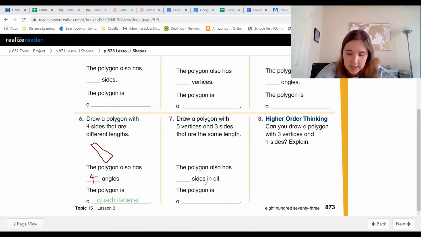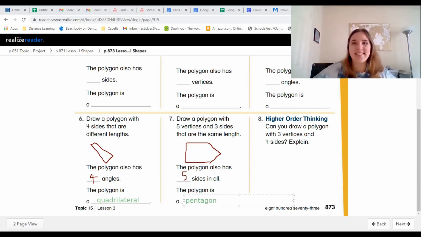Okay, so 3 of my sides have to be the same length. So what I'm going to do is make kind of almost like a square. So same length as those ones and same length here. But I have to make this last side into 2 sides. So I'm going to make kind of like a house that fell over. There we go. So my shape has 5 vertices and 5 sides, and 3 of these sides are the same length as each other. So there's 5 sides in all, and this would be called a pentagon. Nice work. We're going to turn the page and do number 9 together.